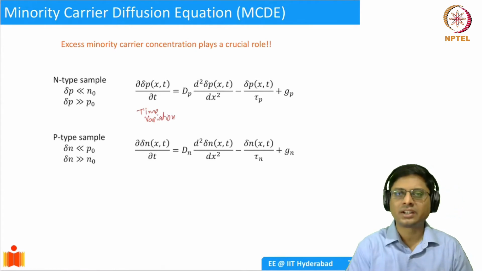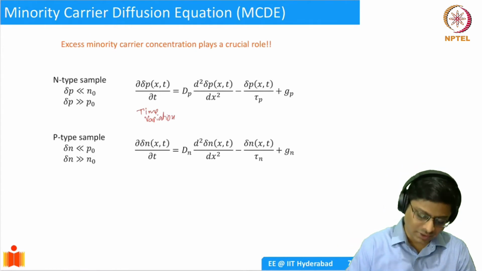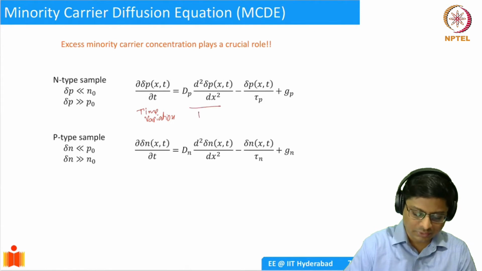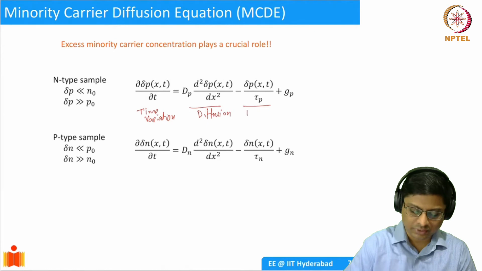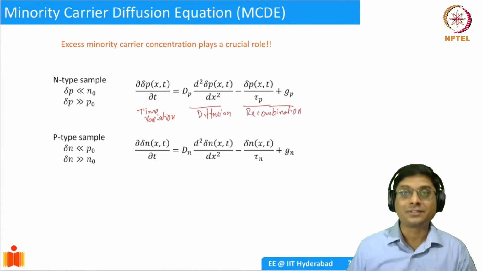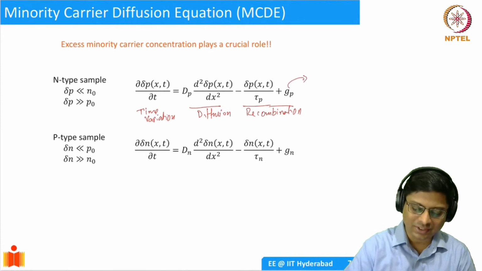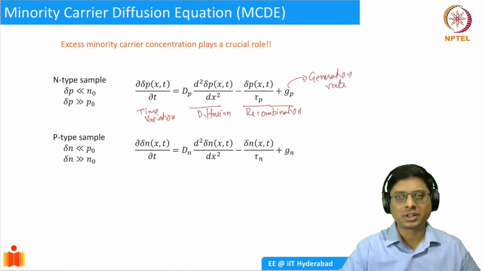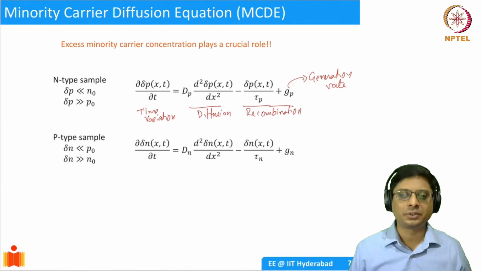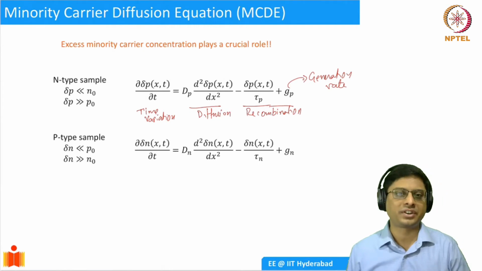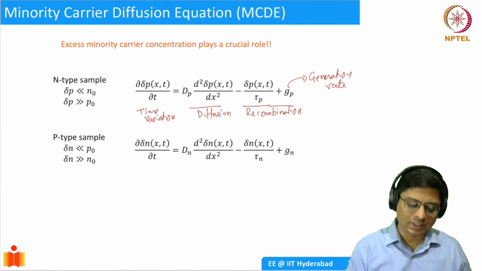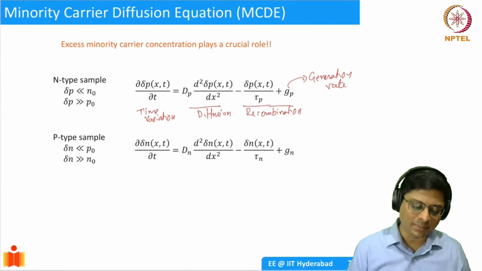How does the minority carrier density change with time? That is going to be dependent on the diffusion process and the recombination process. Okay. And for completeness' sake, of course, I didn't really describe it, but it also depends on the generation rate, right? We are only talking about how they are diffusing once they're created, but if you're talking about time dependence, you also have to include the generation rate. And that is what we call the excess minority carrier diffusion equation, MCDE.